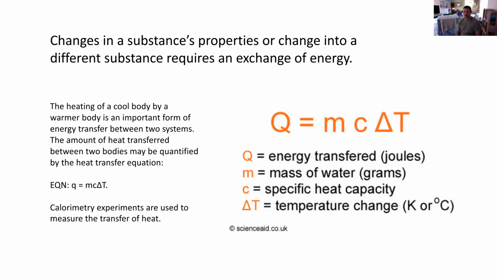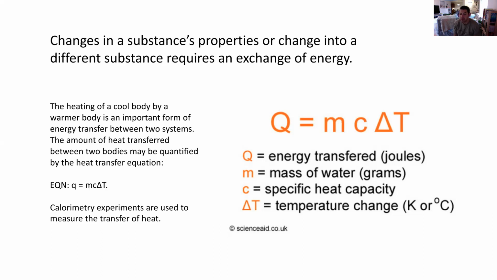M is the mass. Typically it's of water if we're looking at a sample of water, but it could be the mass of the metal, it could be the mass of whatever substance we're looking at. C is the specific heat capacity. Every substance has its own unique specific heat capacity. And then delta T is temperature change. It is okay if we leave the temperatures in Kelvin or Celsius, because they have the same intervals. Kelvin is just the Celsius temperature plus 273.